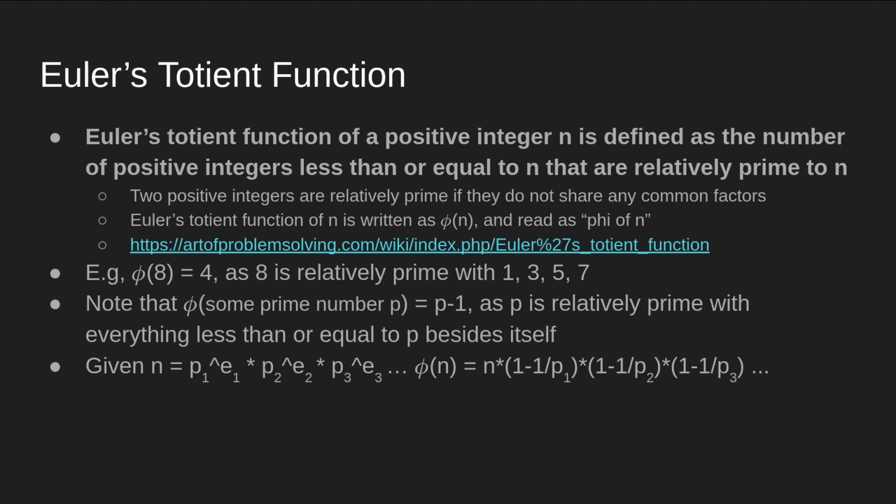And then phi of n is just n times 1 minus 1 over the first prime, times 1 minus 1 over the second prime, dot dot dot, for all the primes in the factorization. So that's a cool formula. Again, we won't prove it, but it can be useful in some more advanced math problems or math contests.